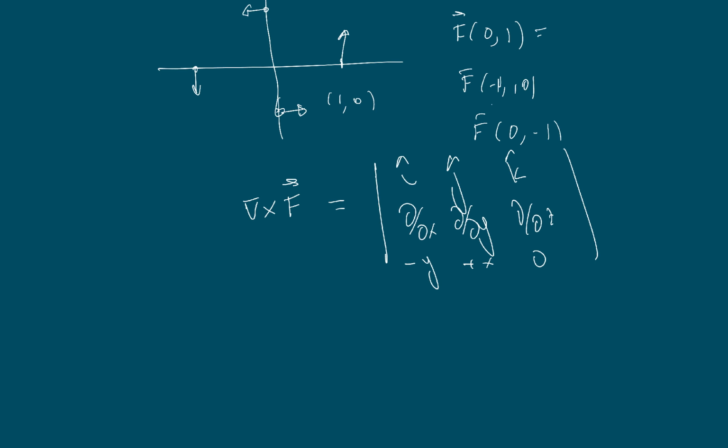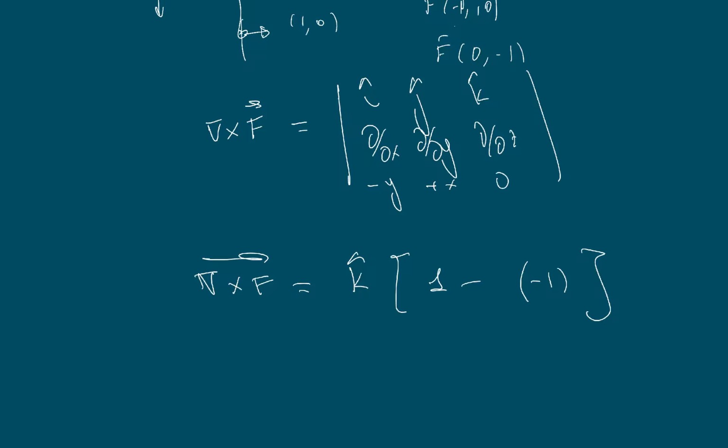And for the curl of F, the only component that will survive will be the k component. And the k component, the amount of rotation, is the partial derivative with respect to x of x, which is 1, minus the partial derivative with respect to y of minus y. This is minus 1. So the curl of F will be 2 times k. But 2 what? What's the unit of this 2?